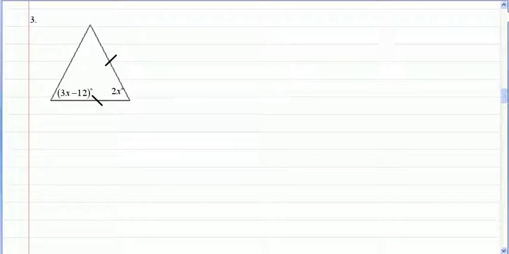For number 3, we have another isosceles triangle, and the legs are just on different sides, but it doesn't change the fact that we have two base angles, which would be these two angles. So the base angles are always across from the legs.